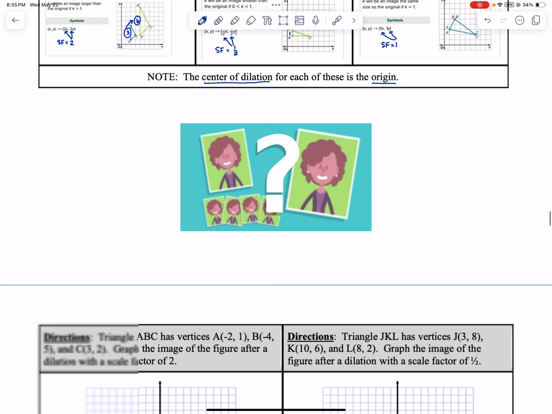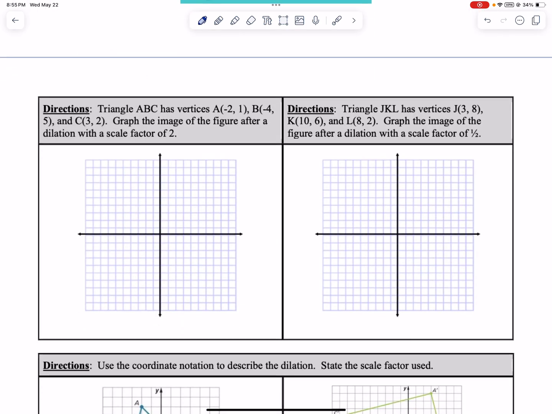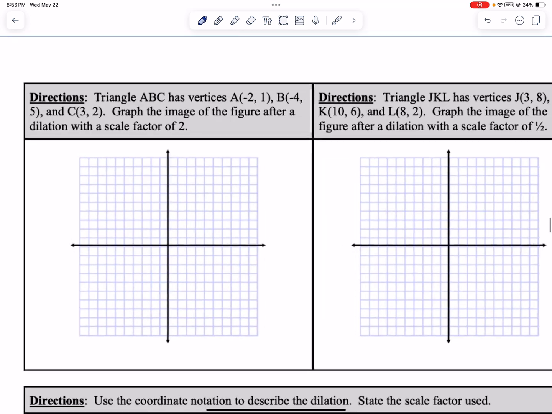All right, let's go ahead and slide down to this next page, and we're going to take a look at what it's asking us to do.